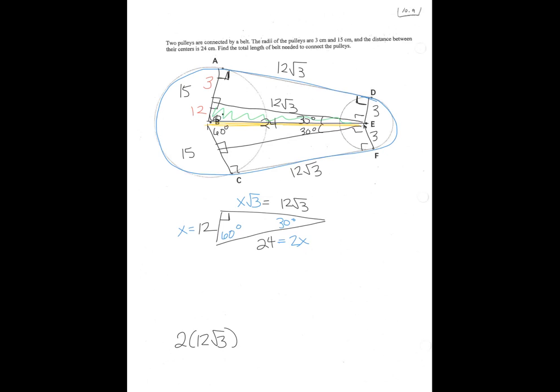If I have to find the arc length of this, I need to know this arc measurement. A full circle is 360 degrees, but we have to take away these two 60s. So 360 take away 120 would leave you with 240 degrees. So from here to here, it's 240 degrees.